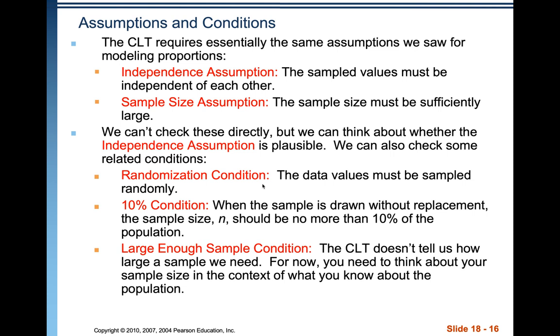So the CLT doesn't tell us how large a sample we need. For now, you need to think about your sample size in the context of what you know about the population. When we look at means, when we're doing inference for means again, we'll nail down under different conditions how large the sample size needs to be.